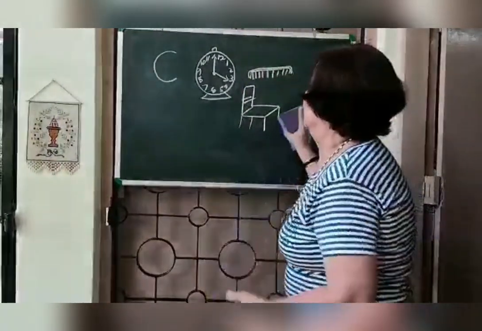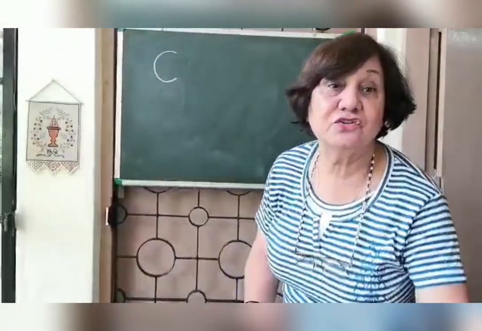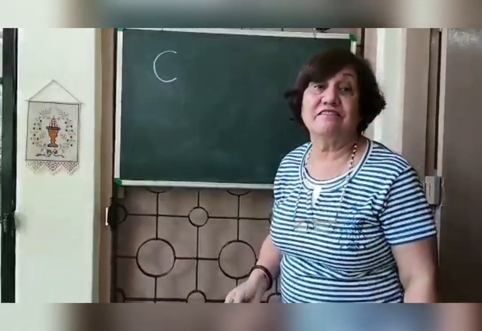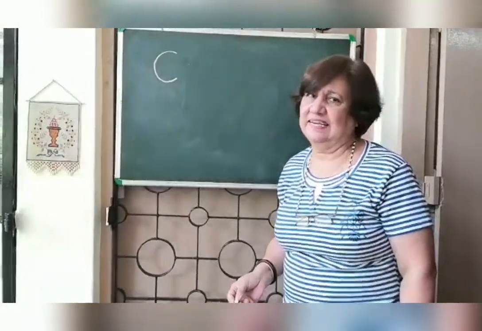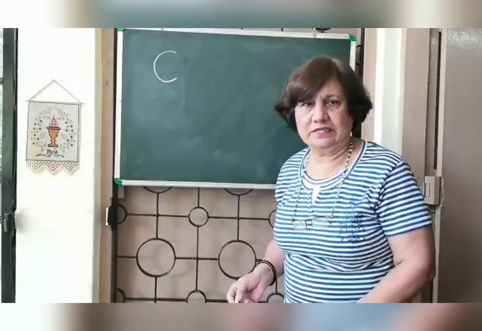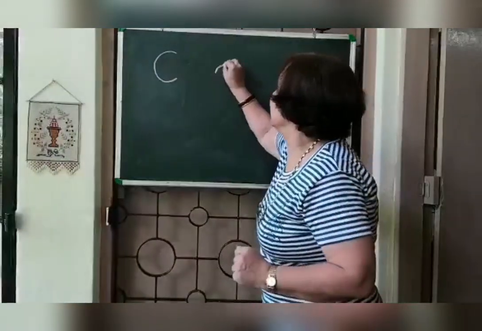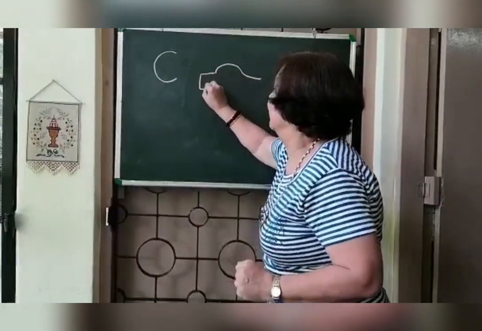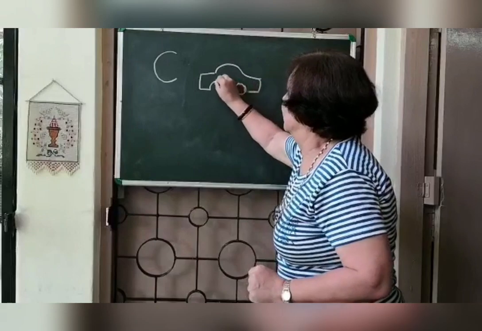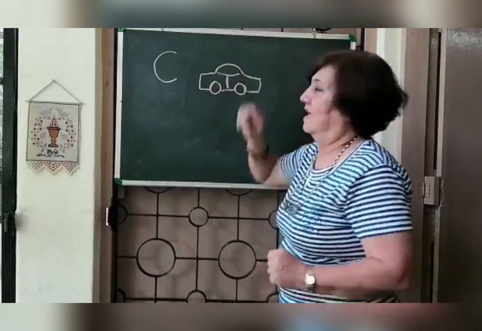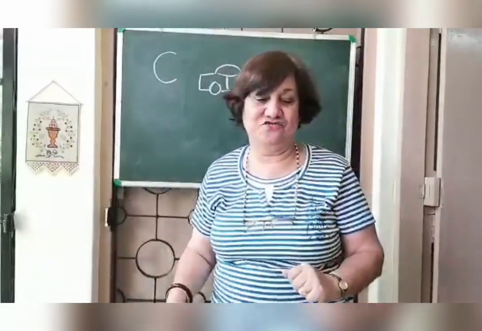Now, your daddy drives this. When he takes you out for a nice drive, what does it begin with? It's not a cycle. It's not a motorcycle. What is it? It's a car. C for car. Yes. And you like to go in your car, isn't it, for a nice drive.